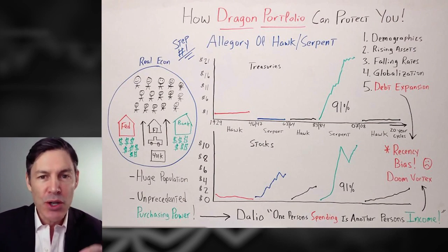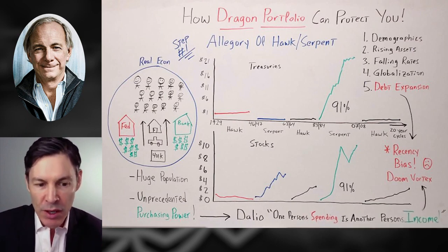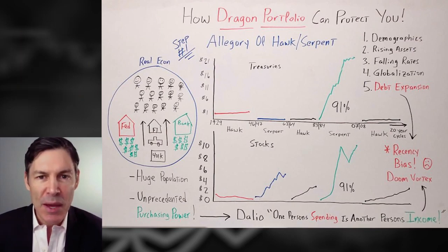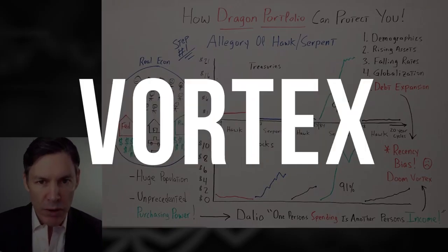The bottom line is you had a huge population with unprecedented purchasing power. And remember what Ray Dalio has taught us: one person's spending is another person's income. We had huge increases in spending and incomes, which led to a booming economy and booming asset prices. But unfortunately, as you know, there's no free lunch. It also created an even bigger doom vortex.